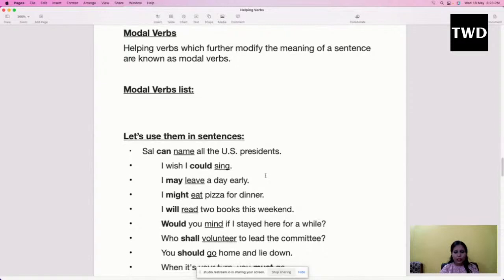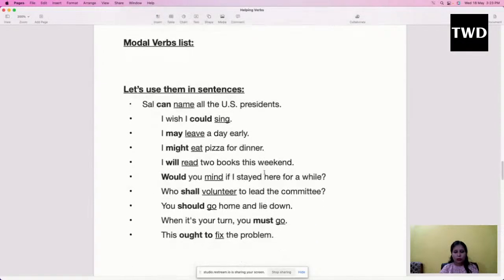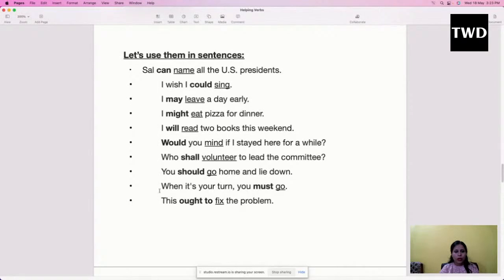Who shall volunteer to lead the committee? So if there is anybody who can volunteer to be the leader of the committee, you should go home and lie down. Now, say, for example, what is the difference between shall and should? Shall means that person might do, might not do. Somebody might volunteer to be a leader, might not. Here we are not sure.